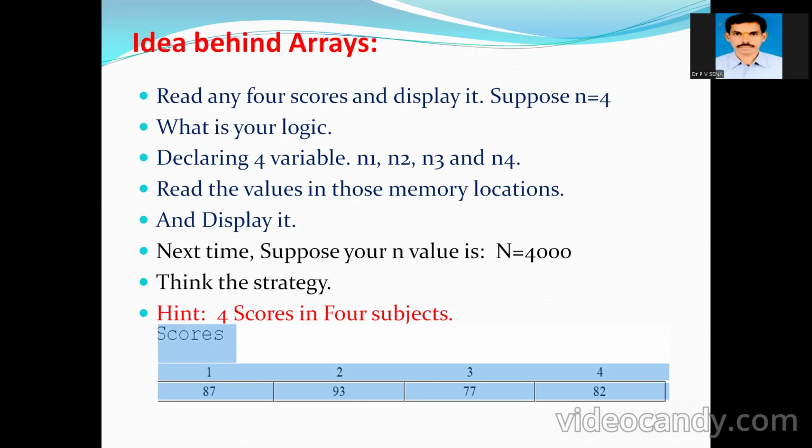Suppose I increase this value, and I am reading 40 marks, so n is 40. Then what is your idea? You need to take the variables n1, n2, n3, n4, and so on up to n40. In these 40 variables you can read the values and display them.